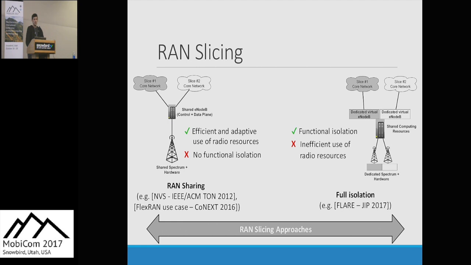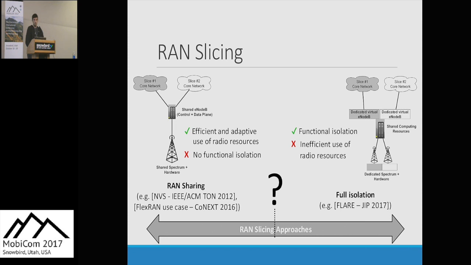But on the other hand, you no longer have an efficient use of the radio resources, because each slice gets its own dedicated chunk of spectrum, so you no longer have statistical multiplexing gains there. So what we wanted to see in this work is whether we can actually get the best of both worlds and find a middle ground solution to this problem.